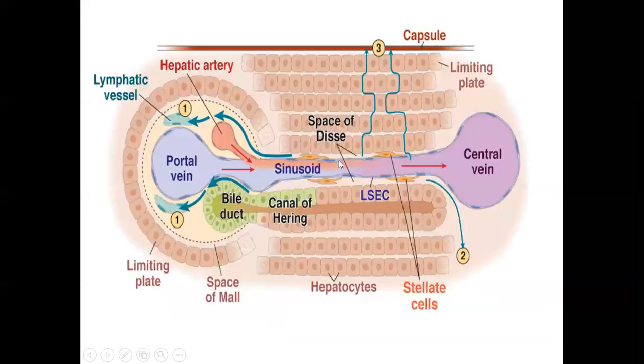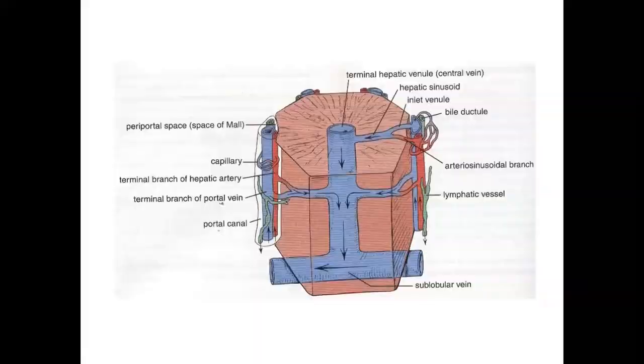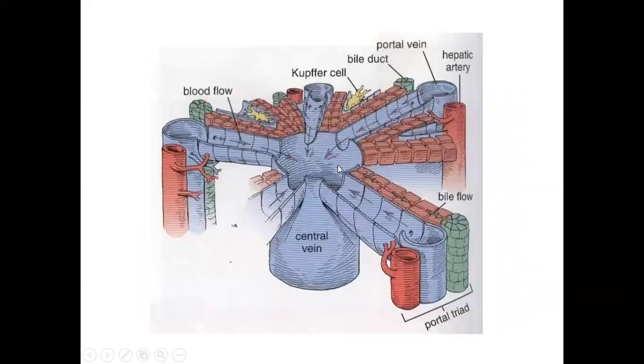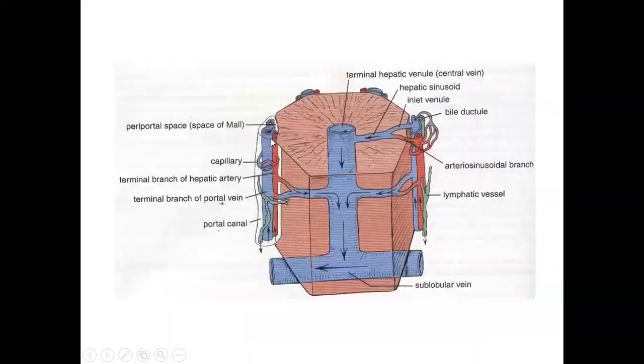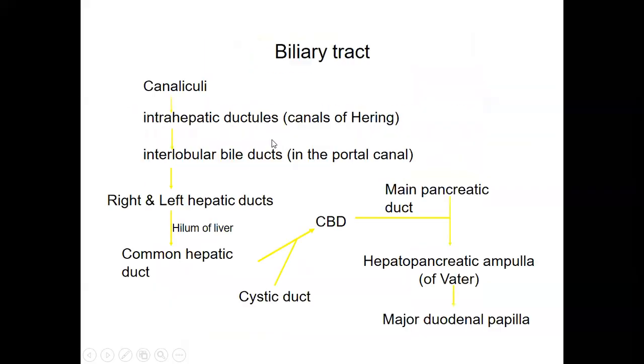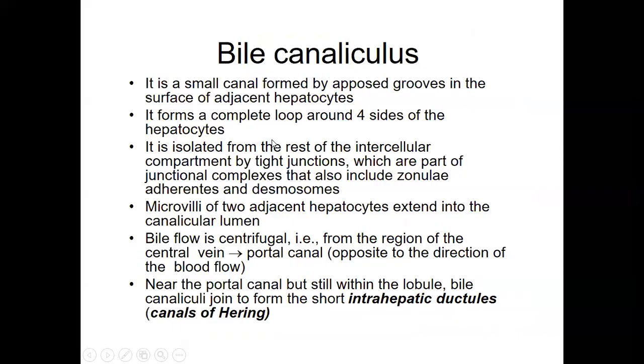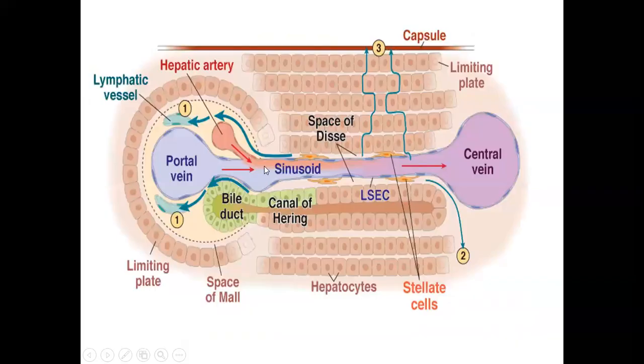I think I have the picture just now. You can see here, the blood flow is from here toward the central vein, but the bile flow is from here to here, it's opposite. Near the portal canal, but still within the lobule.